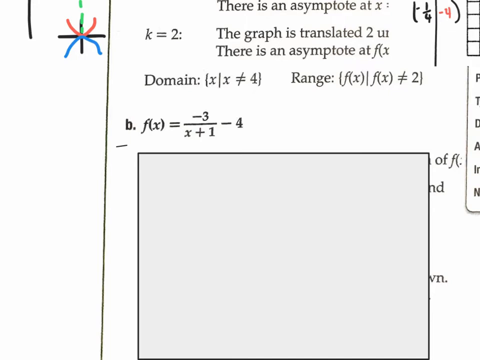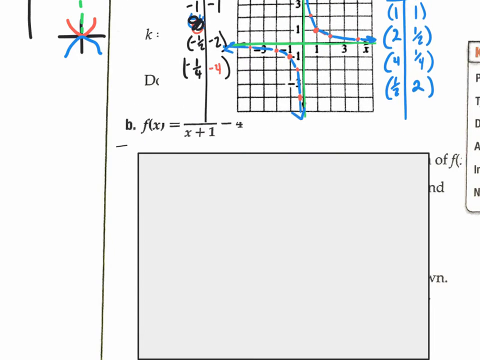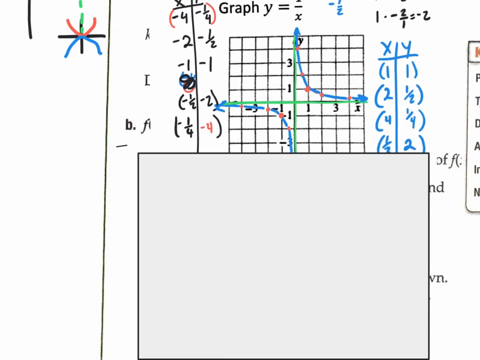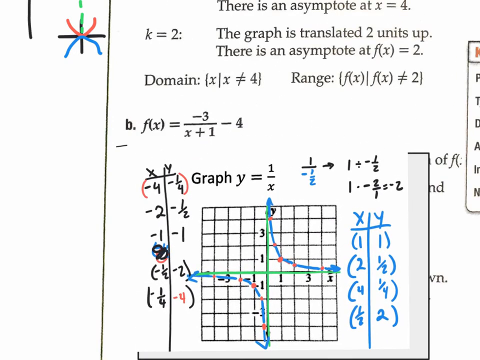So from the original parent graph, from the original one that looks like this, what happens? What characteristics change? What are the transformations to get to this new f of x function? Well, let's begin with the a value. It is a negative 3. So this negative means that it gets reflected. So if I'm looking at this guy, this negative sign is going to cause an immediate reflection. That's the first type of transformation.